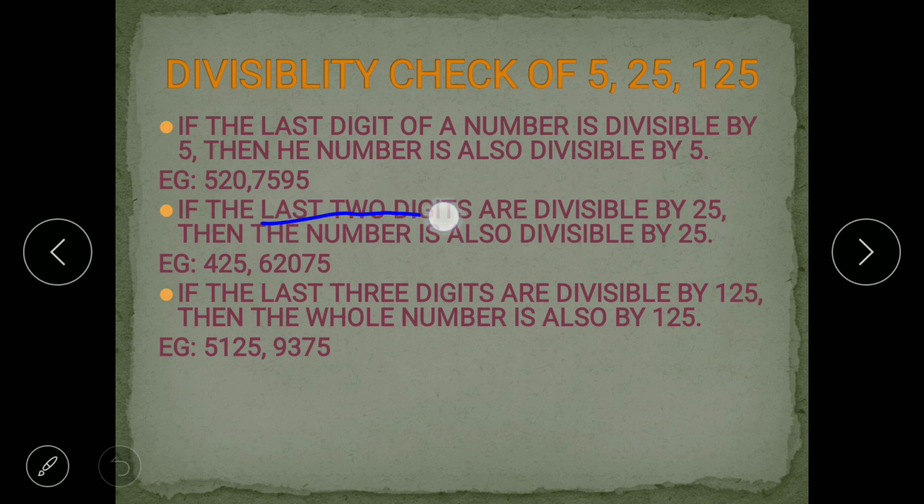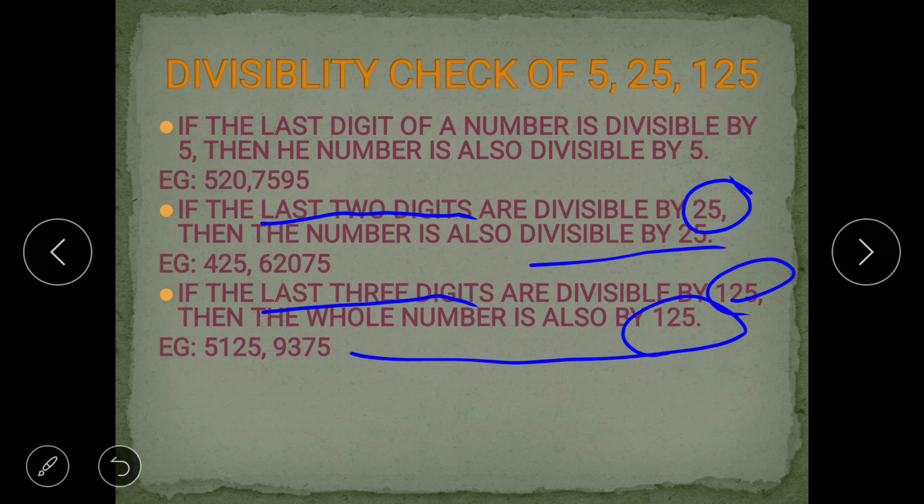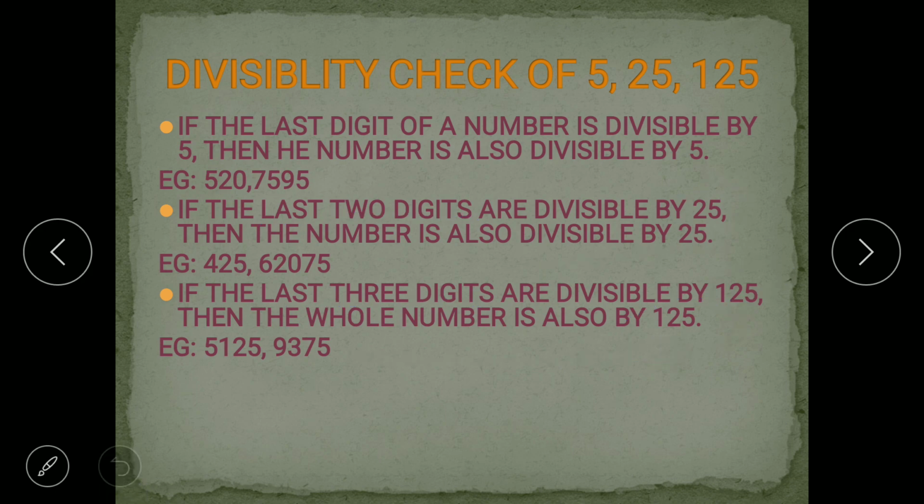Next, the last two digits are divisible by 25. If the last two digits are divisible by 25, then the number is also divisible by 25. And if the last three digits are divisible by 125, then the whole number is divisible by 125 as well. See with examples. 425 ends with 25. 25 is divisible by 25. So yes. 62075 ends with 75. Is 75 divisible by 25? Yes, it is. So 62075 will also be divisible by 25.